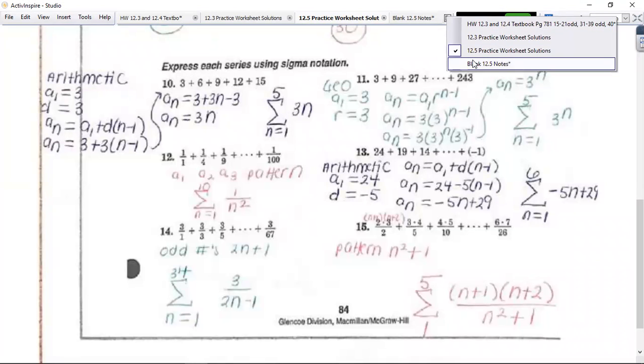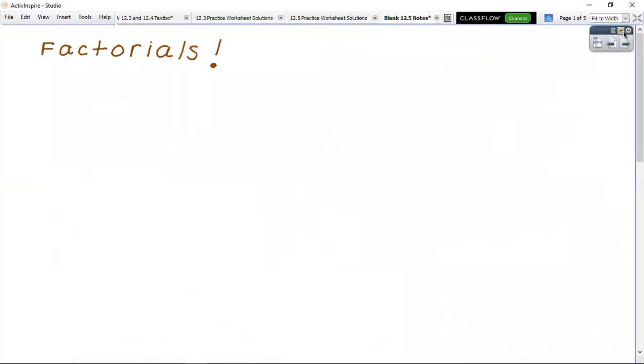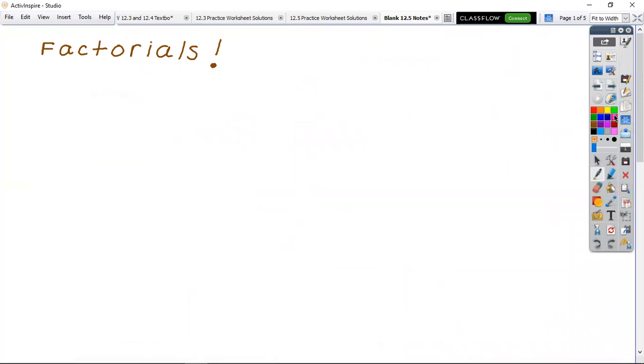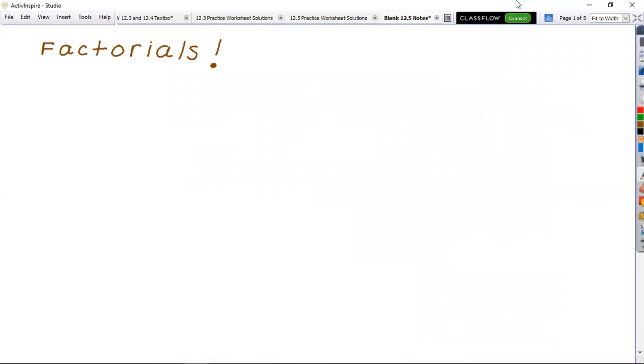All right, so we're going to do some quick notes on factorials first before we jump into section 12.5. I'll start with a basic one. Let's start with a small one. Say you have 5 factorial. 5 factorial is equal to 5 times, you guys remember, 4 times 3 times 2 times 1. What a factorial is, it's the product of consecutive integers down to 1.